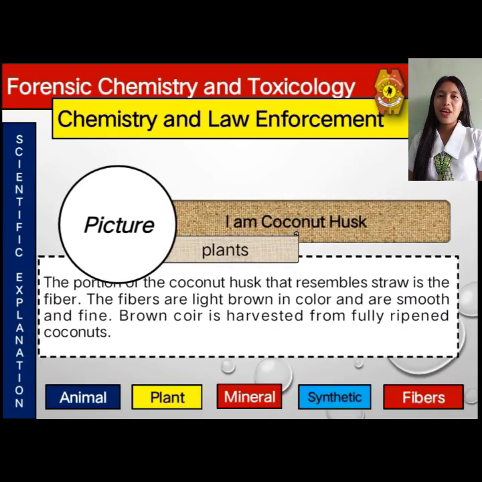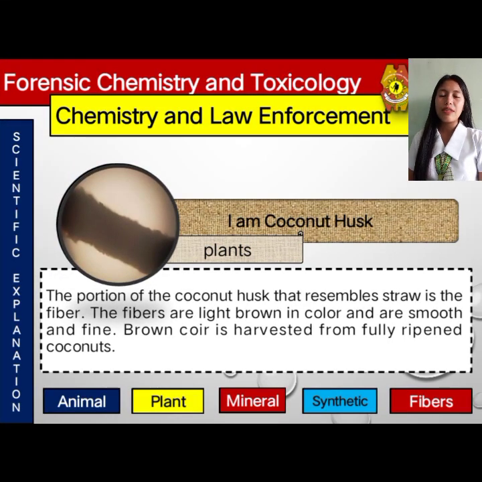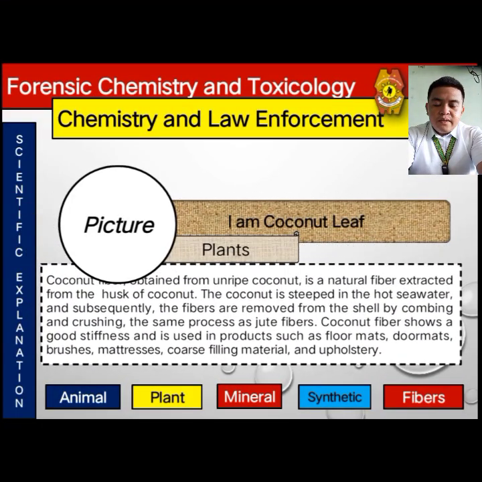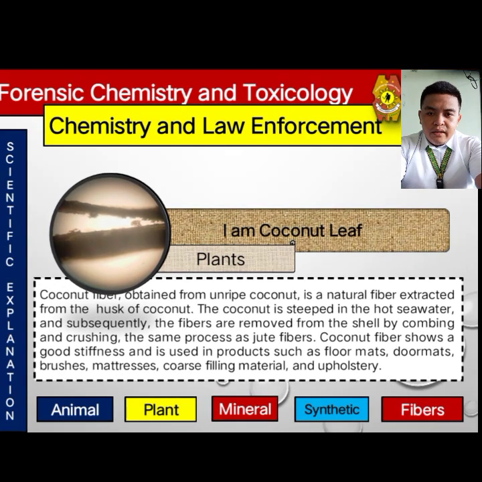Coconut husk. The portion of the coconut husk that resembles straw is the fiber. The fibers are light brown in color and are smooth and fine. Brown coir is harvested from fully ripe coconuts. So the next is coconut fiber, obtained from a dry coconut. It is a natural fiber extracted from the husk of the coconut.